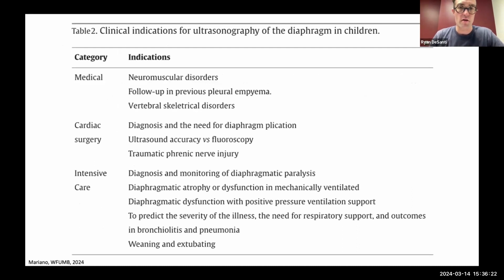In the literature, there are many different indications for using diaphragm ultrasound. Some of the most relevant to the pediatric intensive care unit are following cardiac surgeries to monitor for diaphragmatic paralysis, dysfunction or atrophy following mechanical ventilation and positive pressure ventilation, as well as studies which have looked at predicting illness severity, need for respiratory support, outcomes in bronchiolitis and pneumonia, as well as studies which have looked at weaning and extubation.